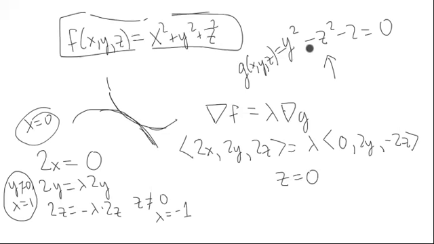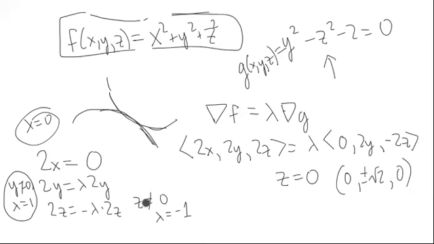But if z is 0, let's see what y would be. If z is 0, then y would just end up being plus or minus the square root of 2. So we end up getting plus or minus the square root of 2, 0, and x has to be 0. So we end up getting this for that case if y is not 0. So we get those points.